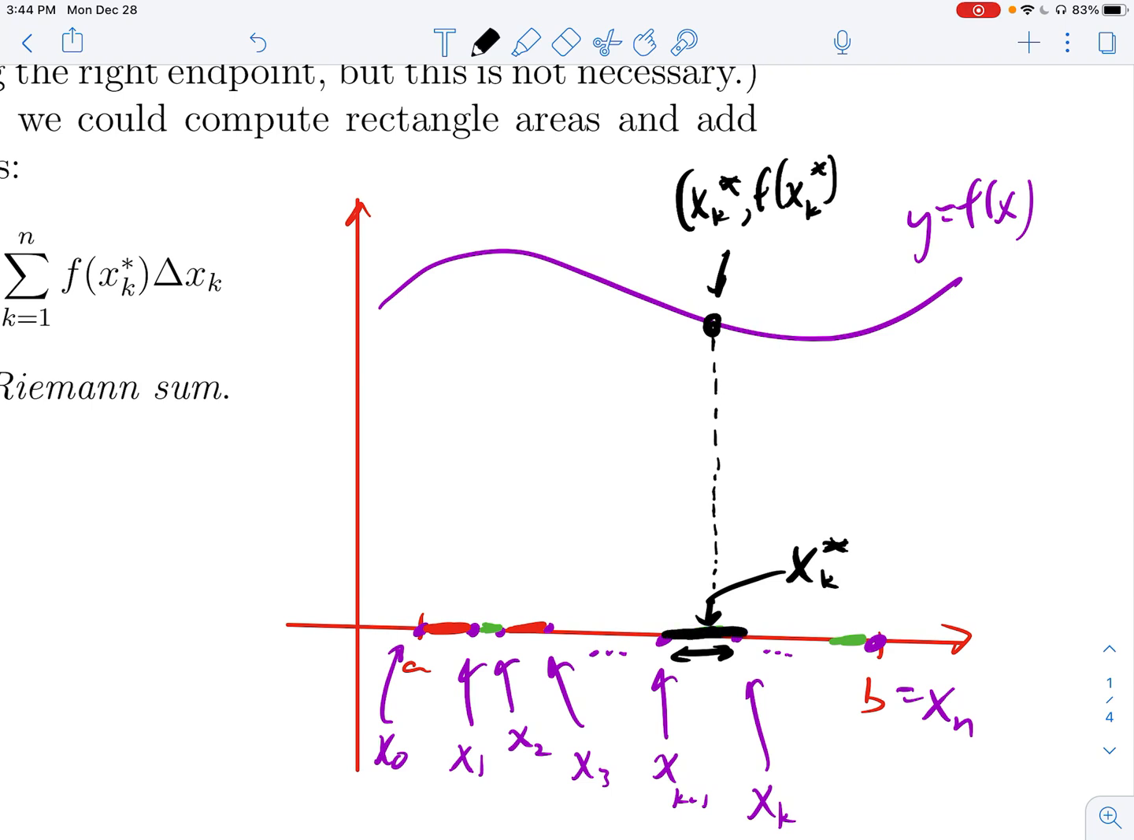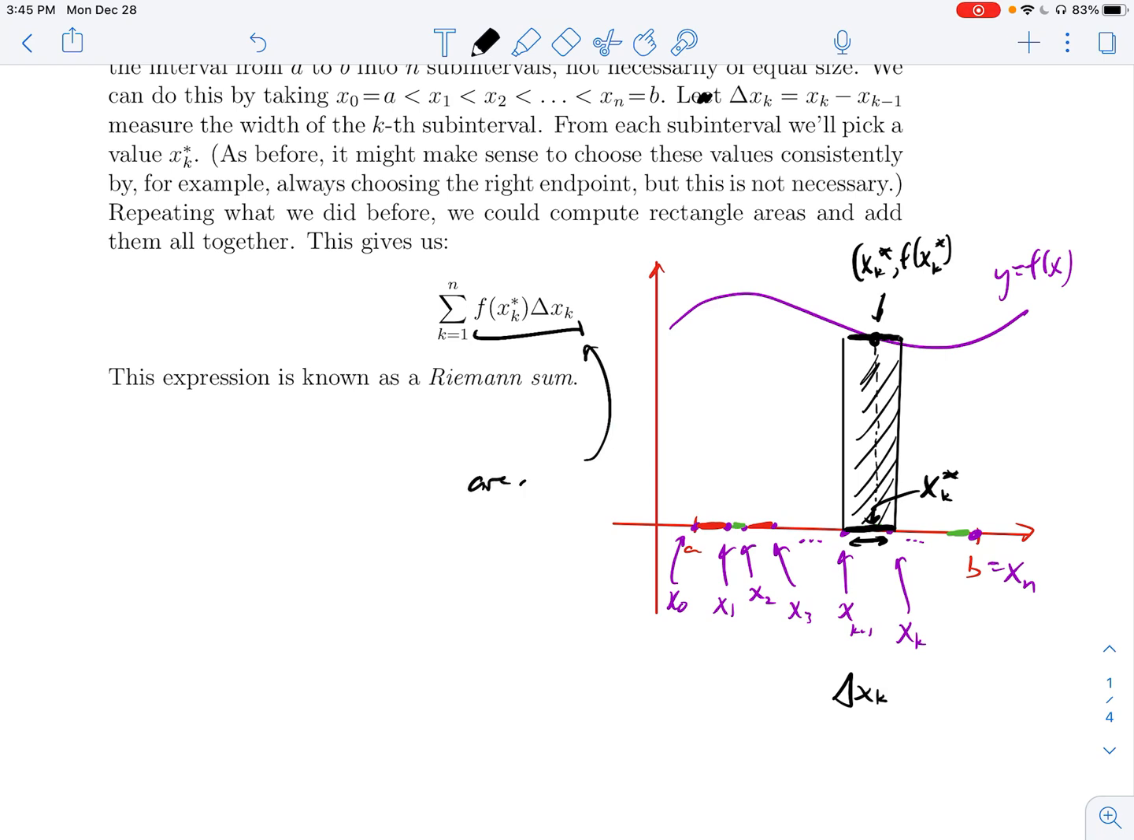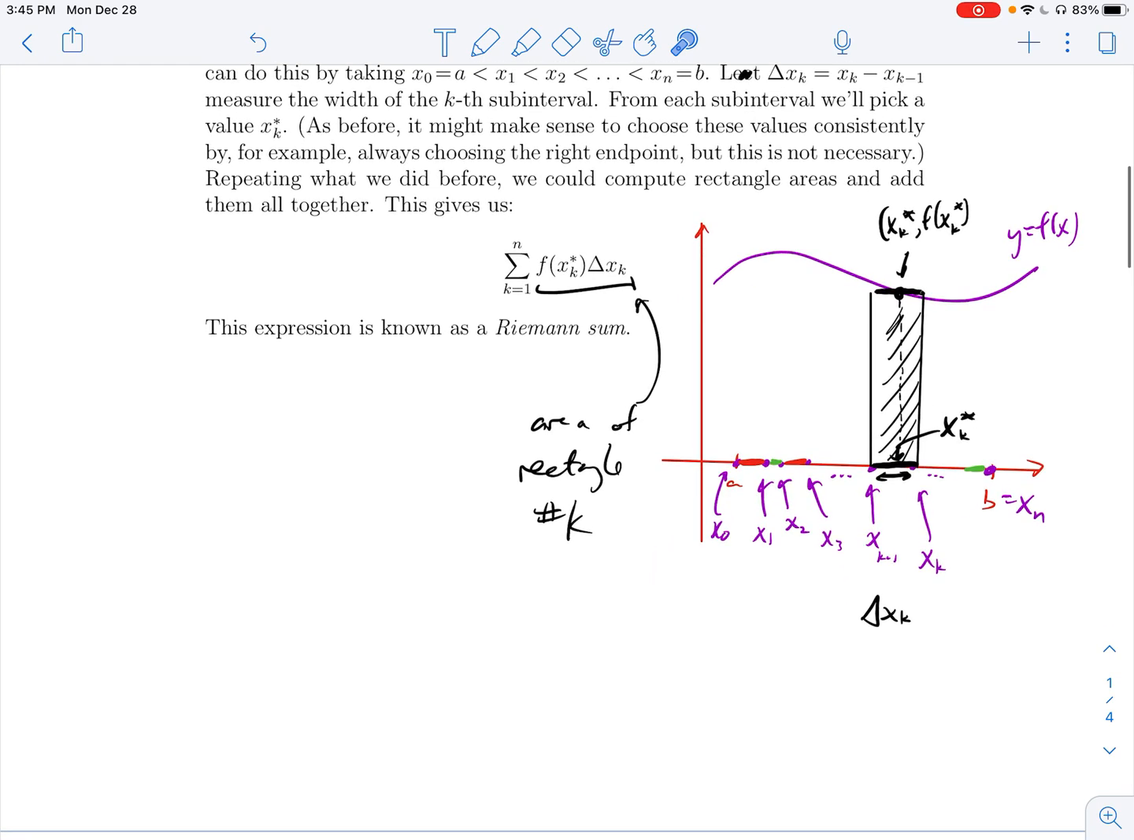And we'll think of a rectangle with that function value as its height. So this height times this width gives us the area of the kth rectangle. Area of rectangle number k. And then there are n of them, we add them all together. So this is basically what we saw before, this idea of adding up a bunch of rectangles to approximate something. And this is formally known as a Riemann sum.